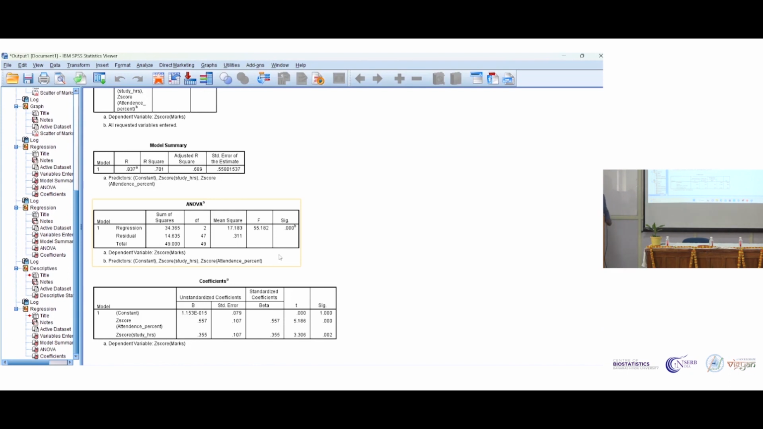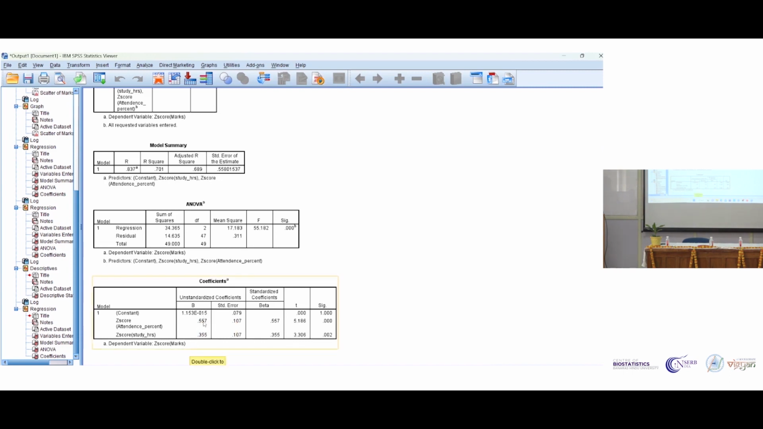Again, you will get same F value in ANOVA table, which was the previous one. But the sum of square may vary due to the changes. And now see beta coefficient. There will be, constant will be 0. See, it's 10 to the power minus 15.